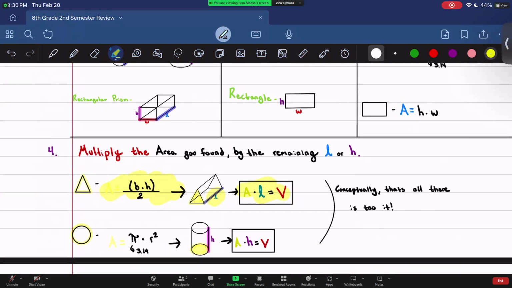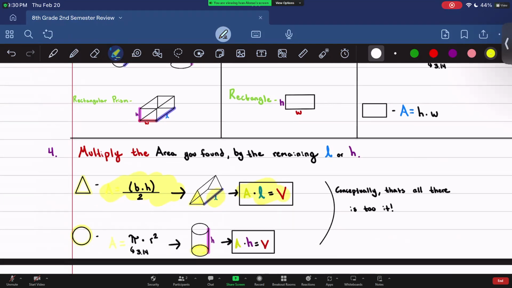The same thing goes for this cylinder. The volume of a cylinder is basically the area of a circle, right? Because you notice it has a circle up here, times the height. And that gives you the volume, right? The height is the new variable. That's really all there is to it to explain this conceptually.